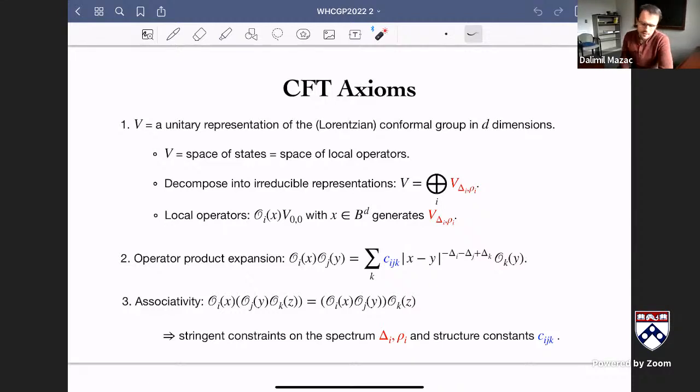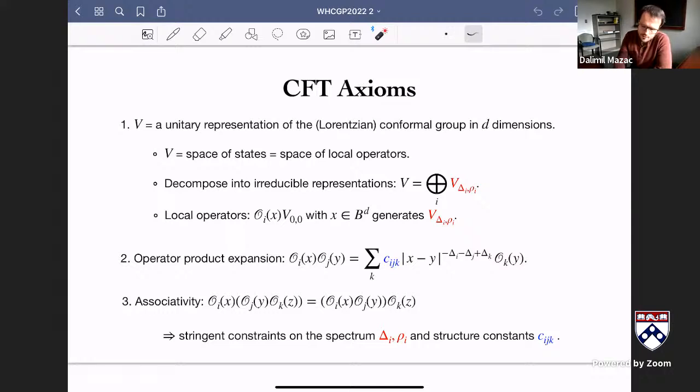Okay, but this is not it. This is not the whole story. There's an additional important structure, which is sort of a multiplicative structure on this Hilbert space, which is known as the operator product expansion, or the OPE. So this means that we can take 2 of these local operators, multiply them together, and as long as X and Y are not equal to each other, this defines some normalizable vector in the Hilbert space, and we can expand it using this direct sum decomposition. And this defines some structure constant, C_ijk.